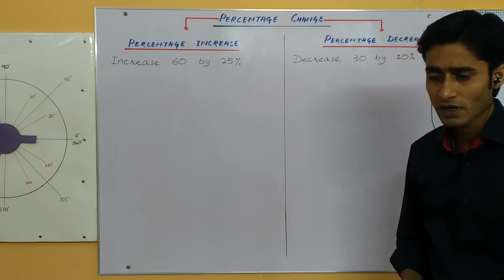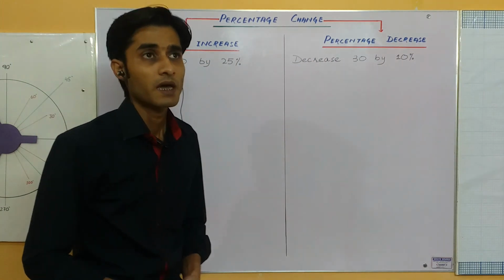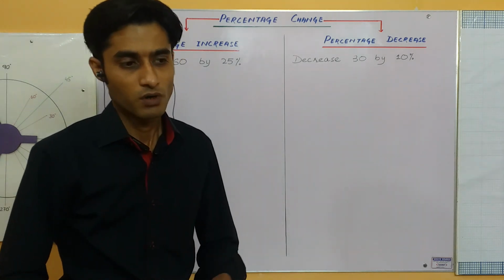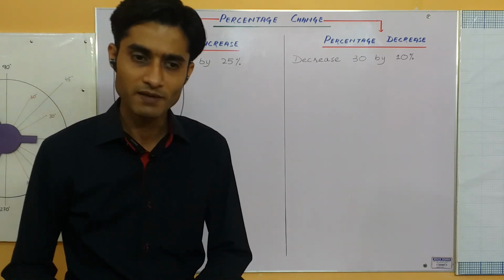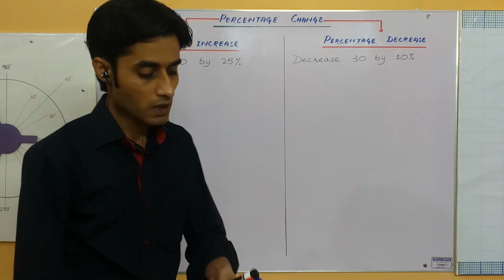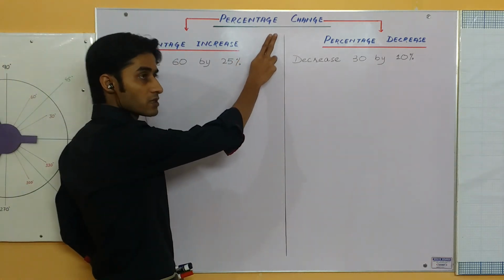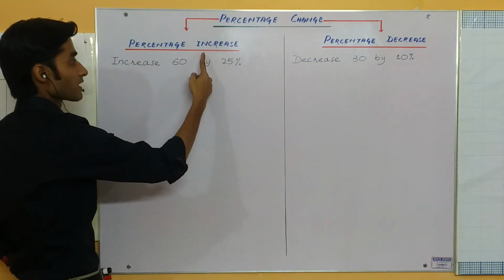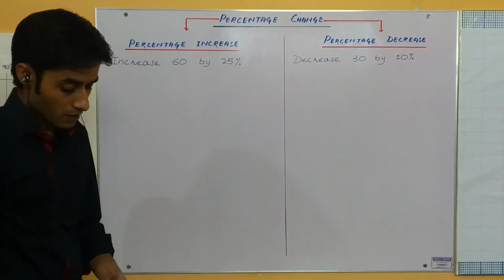But I can also say it in a different way: I have 50 rupees in my pocket and 10% has been increased. So first of all I need to find out what is 10% of 50 and then I'll increase that amount. In the same way, percentage can change in two ways. The percentage can either increase or decrease.